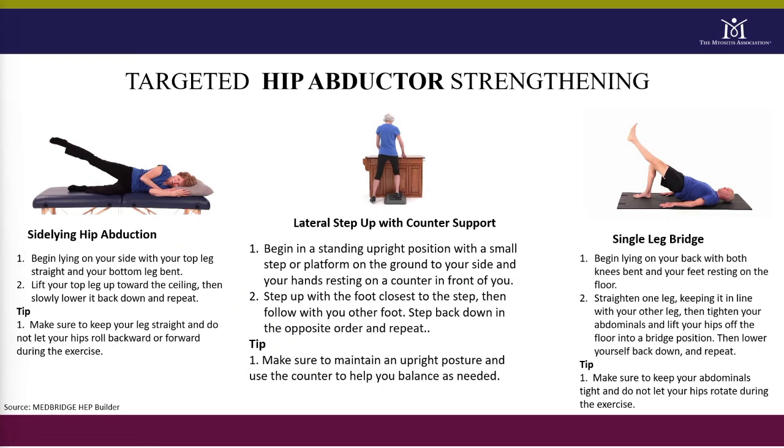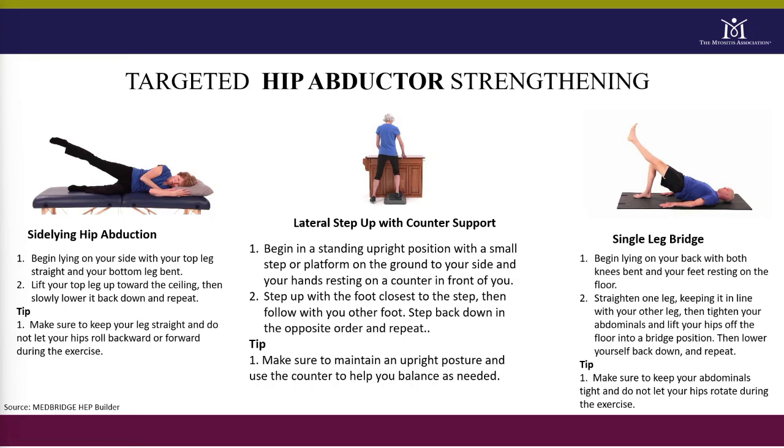The next one is the side-lying hip abduction. So basically, you are lying down on your side with your bottom leg bent and the top leg straight. And then basically, you are lifting your leg up towards the ceiling, holding it there, and lowering it back down. You may use some ankle weights if you need more challenge with these exercises.